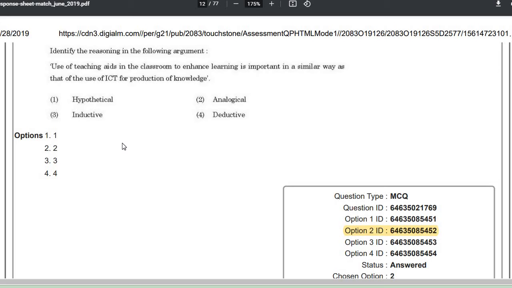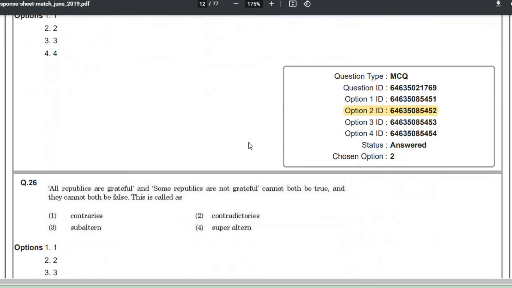Use of teaching aids in the classroom to enhance learning is important in a similar way as that of use of ICT for production of the knowledge. Here we are making a similar sentence with another sentence. Whenever we are making a similar sentence with one sentence with another sentence, that is called the analogy. So the answer is analogical.